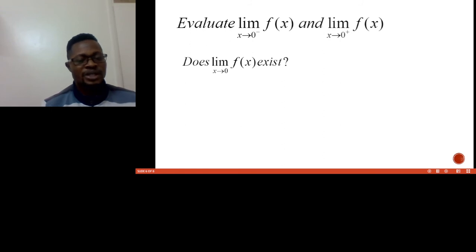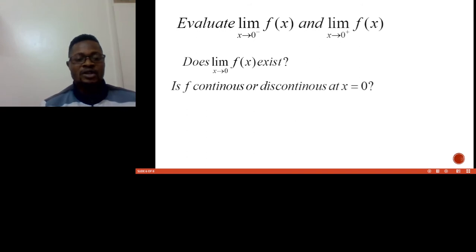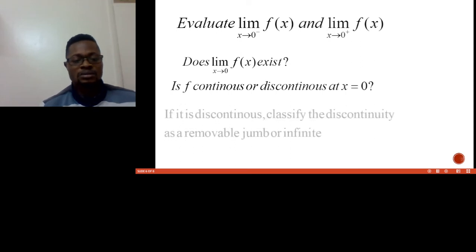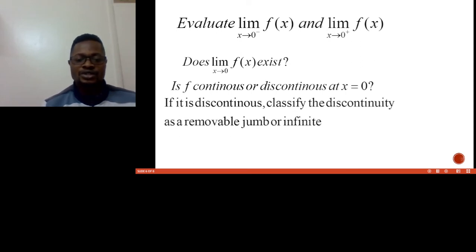So does the limit as x tends to 0 of that function f of x exist? Is f continuous or discontinuous at x equals 0? If it is discontinuous, then you have to classify the discontinuity as removable, jump, or infinite. You can pause the video and try solving it yourself.